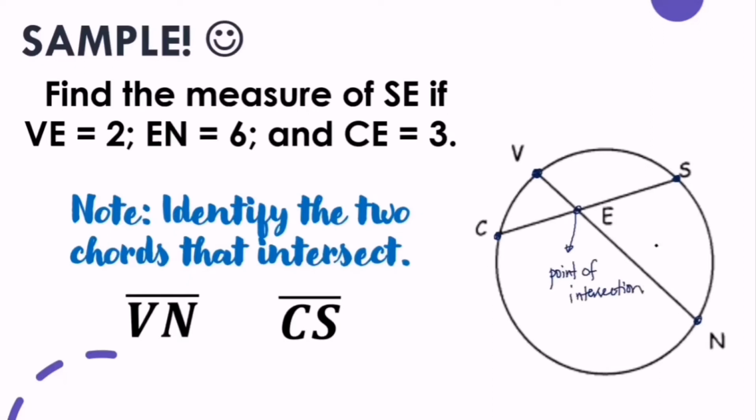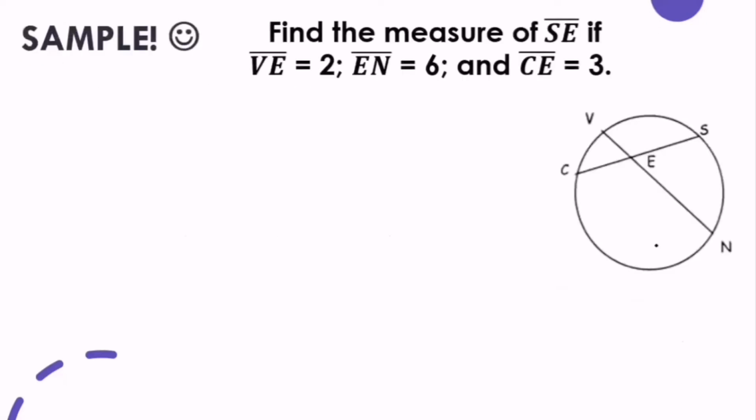Okay, next one. Let us solve. So in solving, let us now put the labels. Anong ile-label natin? Siyempre, yung given na measure. So, segment VE is 2. So, V going to E, that is 2. And then, EN is 6. E going to N is 6. CE is 3. Okay? So, missing ngayon si SE or CS. So, let's have this as X.